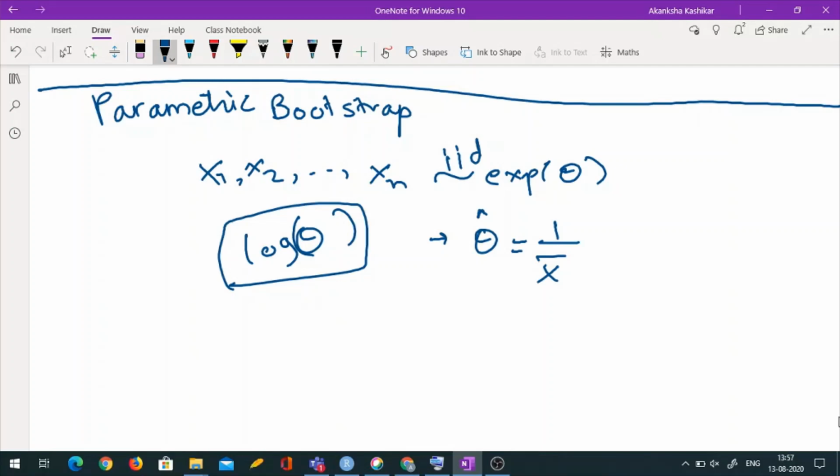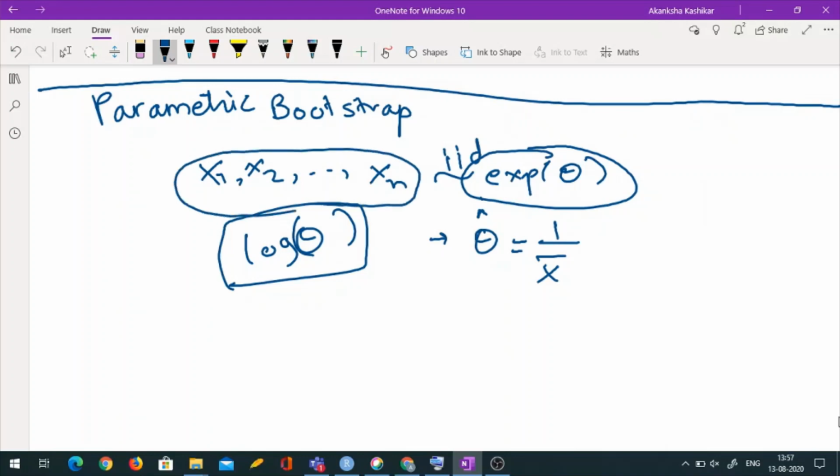So what I'll do in parametric bootstrap is make use of the fact that I know the distribution of the original sample is exponential. Non-parametric bootstrap doesn't make use of that. In non-parametric bootstrap, I take samples from the observed sample only, and I don't use this information. But because I have this information, using it might improve things.